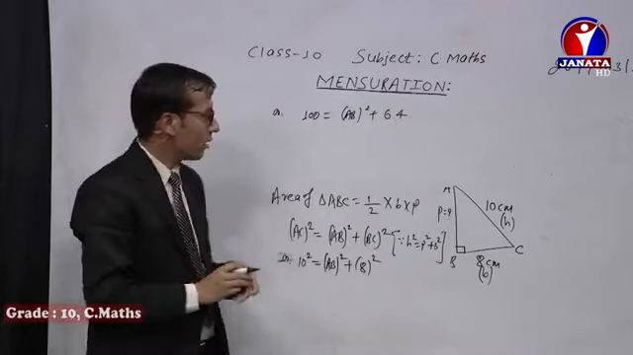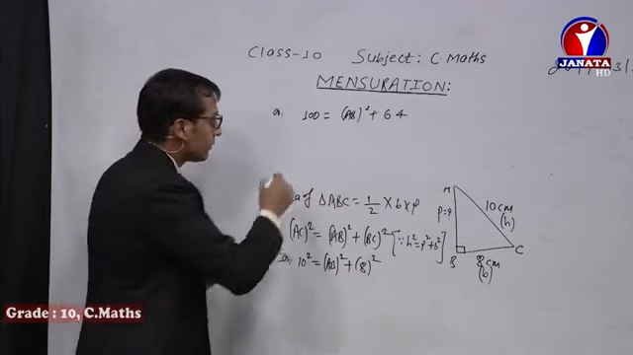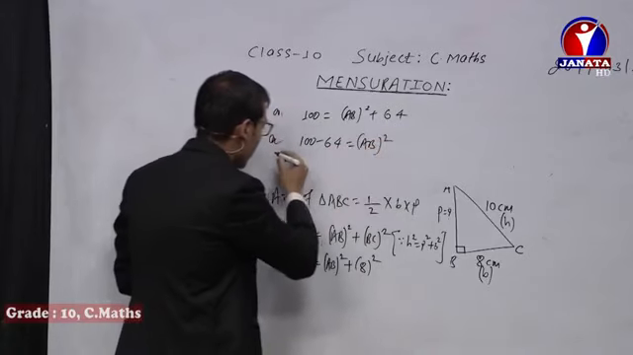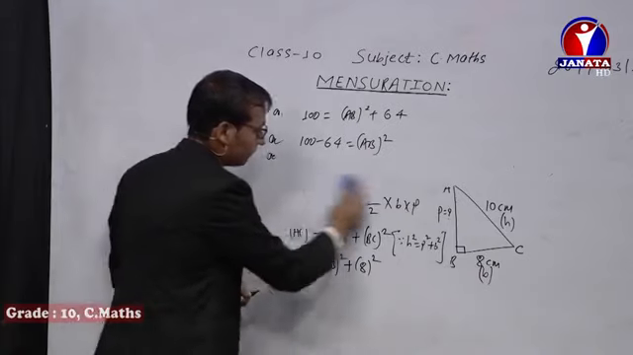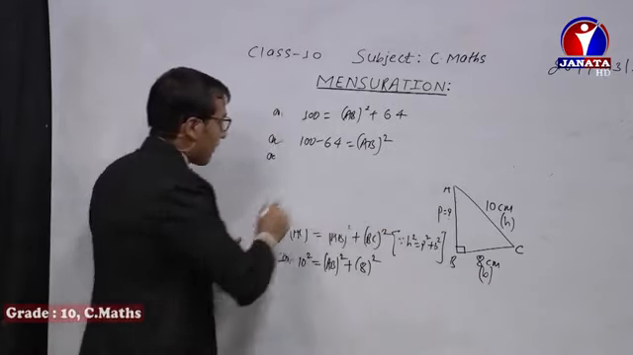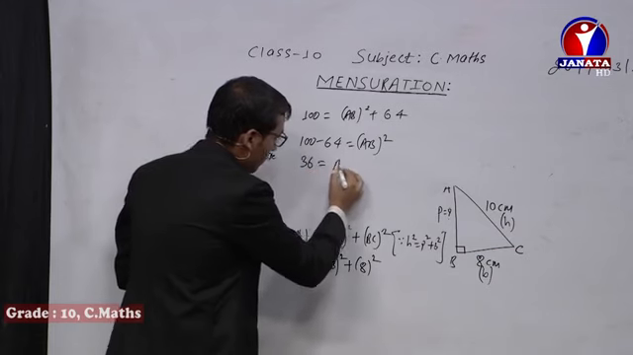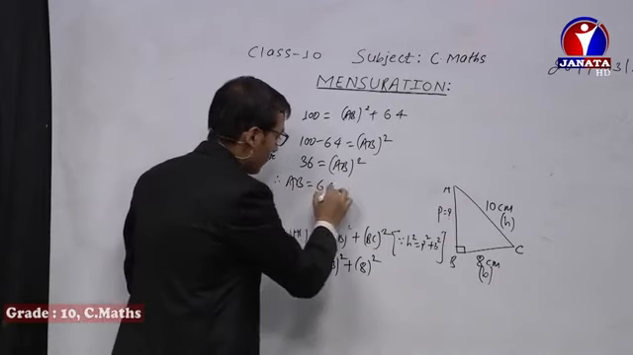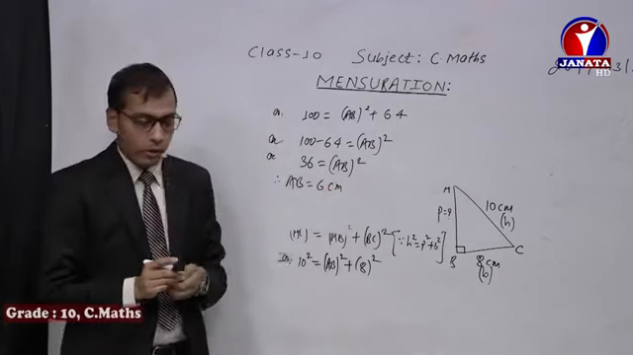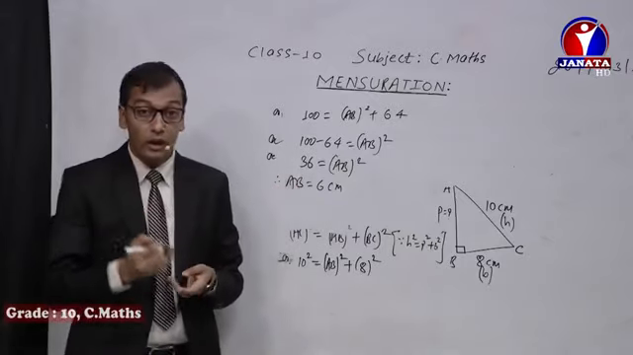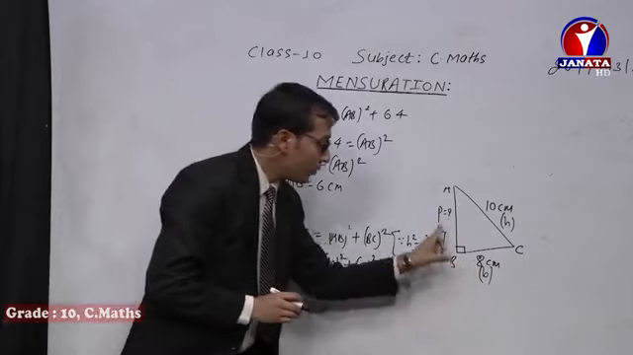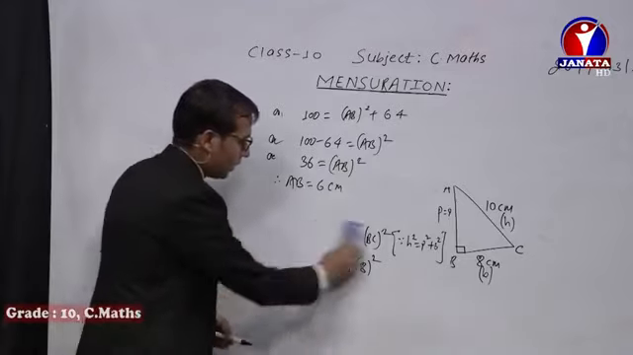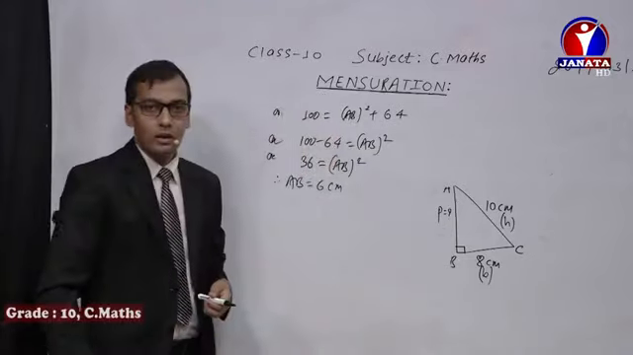Can we simply calculate now what is the length of AB? 100 minus 64 is AB square, or this is 36 is AB square, so therefore length of AB is 6 centimeter, which is perpendicular. Now after knowing these two sides, base and perpendicular, in a right angle triangle, we can find the area of the triangle.